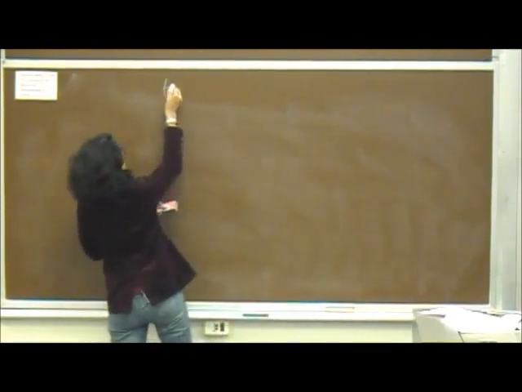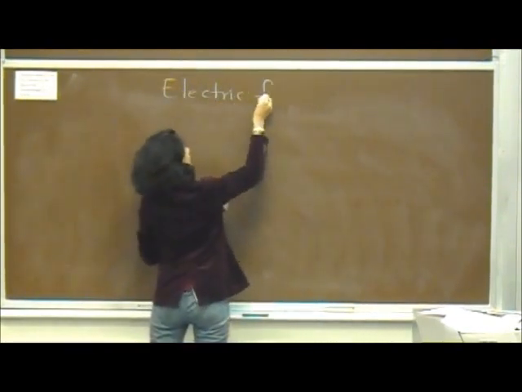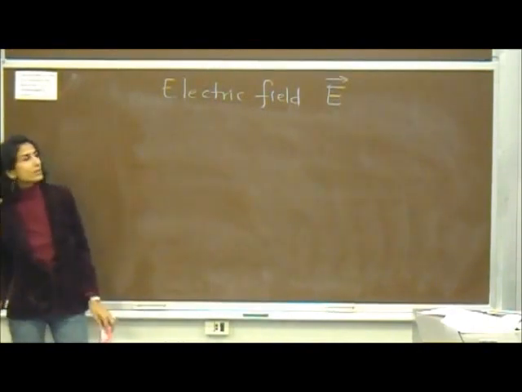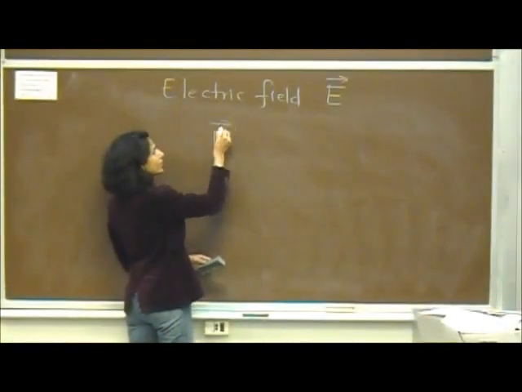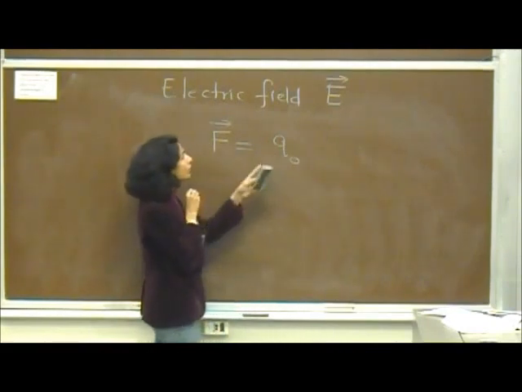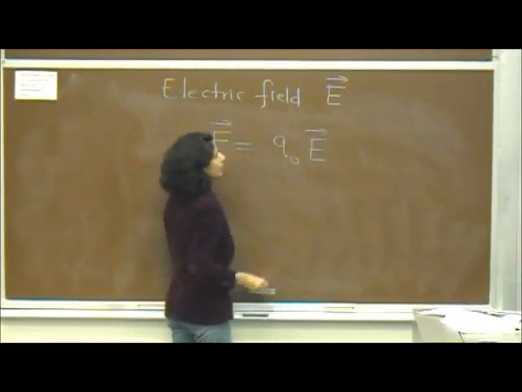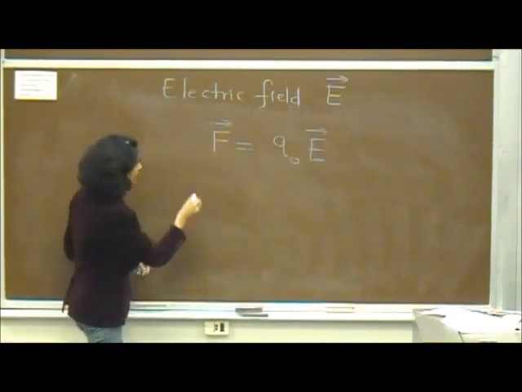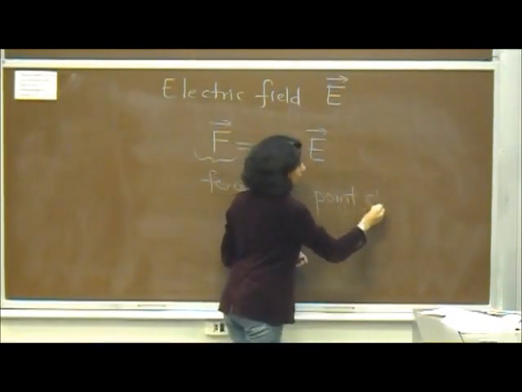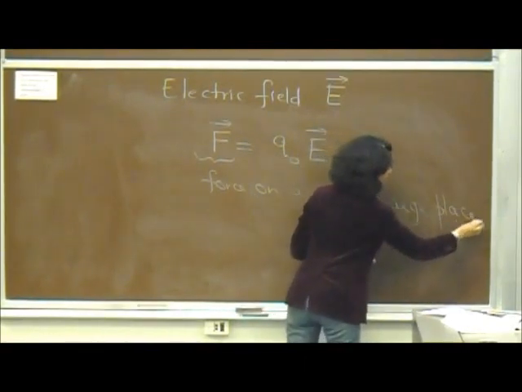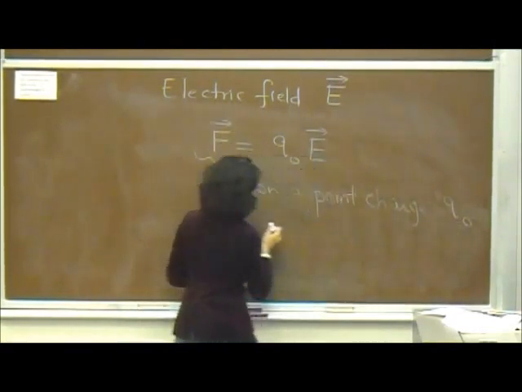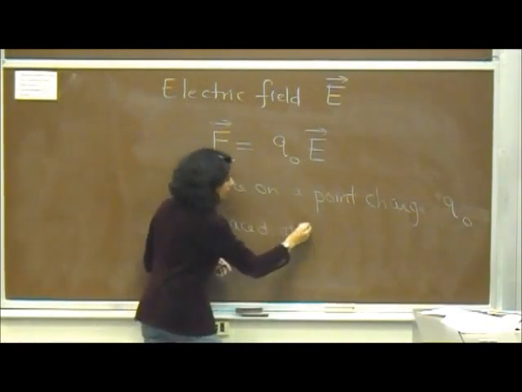So we are now talking about electric field. This is obviously a vector. Field is a vector, and we are going to denote it with the symbol E. And it turns out that electric field is related to the force that some point charge Q0 will feel like this. So this is the relation between force and field. So this is the force on a point charge, let's call it Q0, placed at the location where we want to find the field.